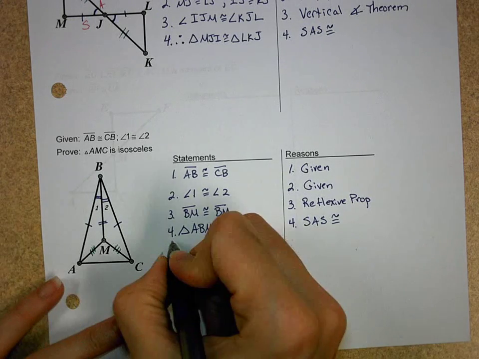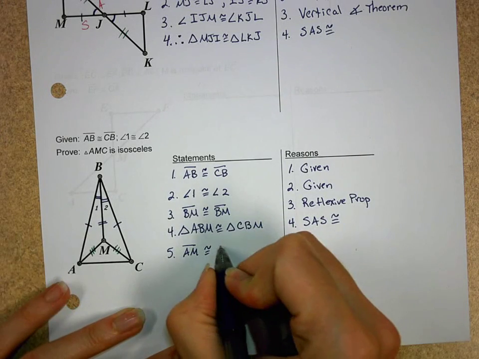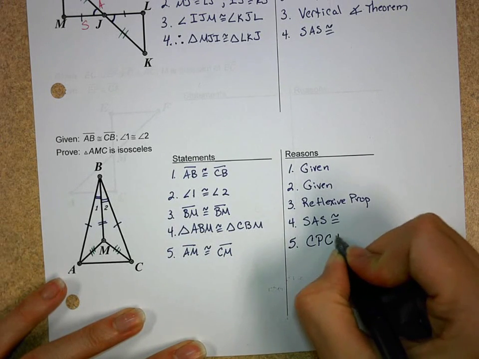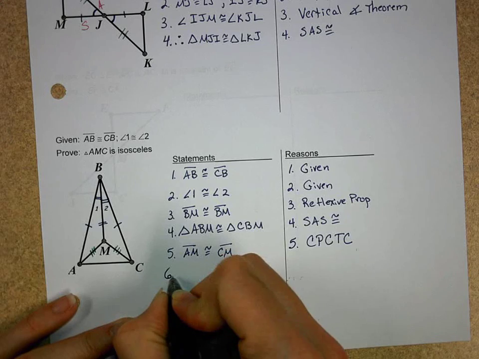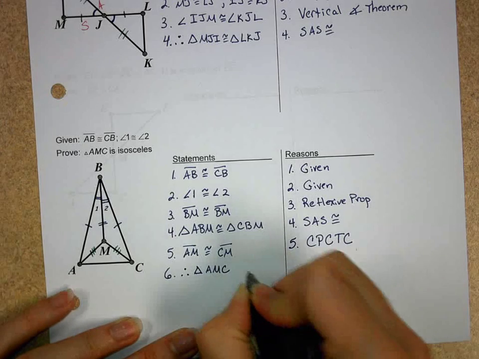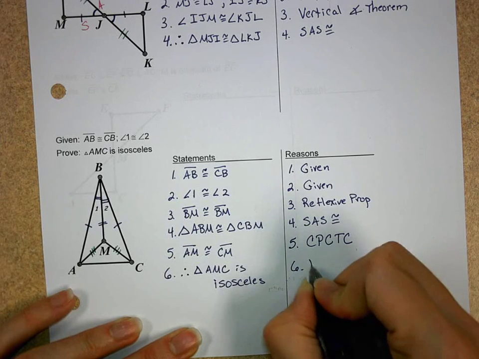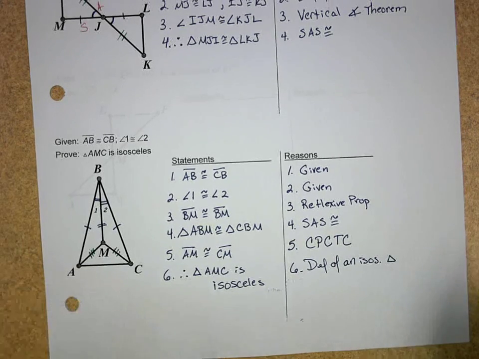So let's write it down. So we know segment AM is going to be congruent to segment CM. Why? Corresponding parts of congruent triangles are congruent. Now, looking at my diagram, do I have at least two congruent sides for triangle AMC? I do. So therefore, I'm at my therefore statement. So therefore, triangle AMC is isosceles. And the reason why I know that is because I have fulfilled the definition of an isosceles triangle. I have at least two congruent segments.